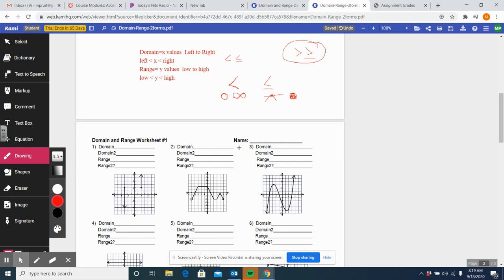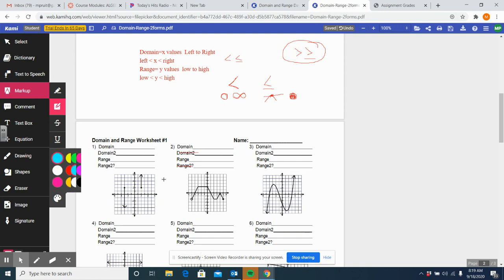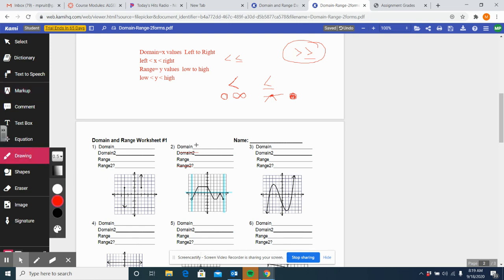So let's go look at number 2. We're only paying attention to one domain; I'm not teaching you to write it twice yet. So domain, left to right. It's easy if you highlight your farthest left point all the way through the graph and your farthest right point. Remember, domain is your x-axis. I'm trying to see how far left it goes on the x-axis, how far right it goes. Then we use a sign, and then we write our farthest right.